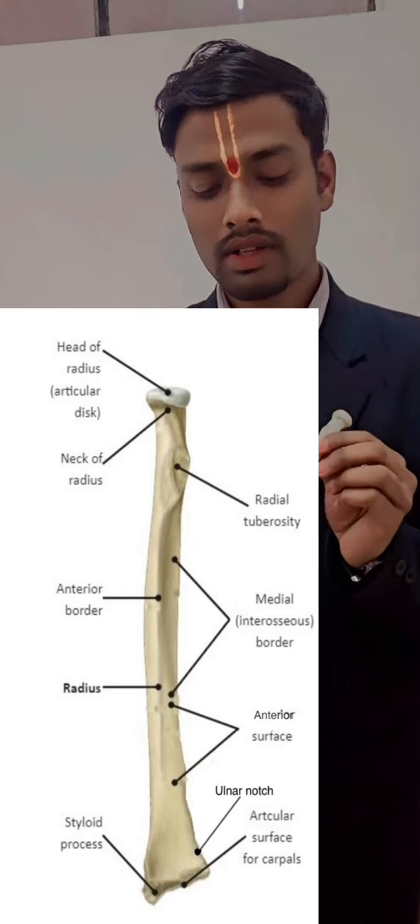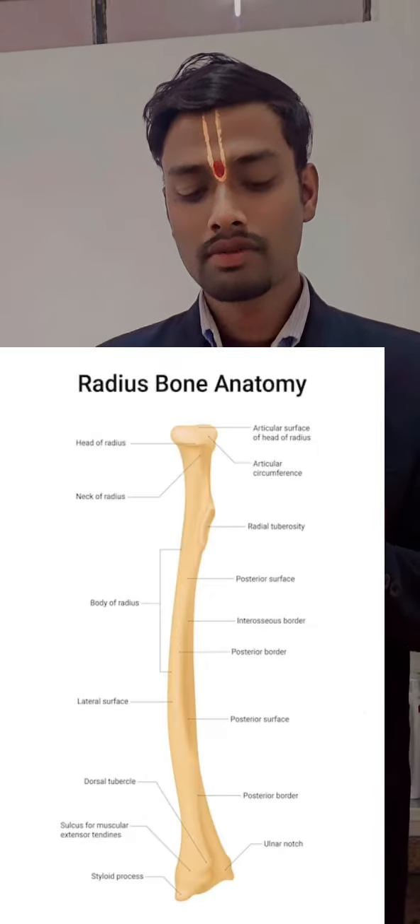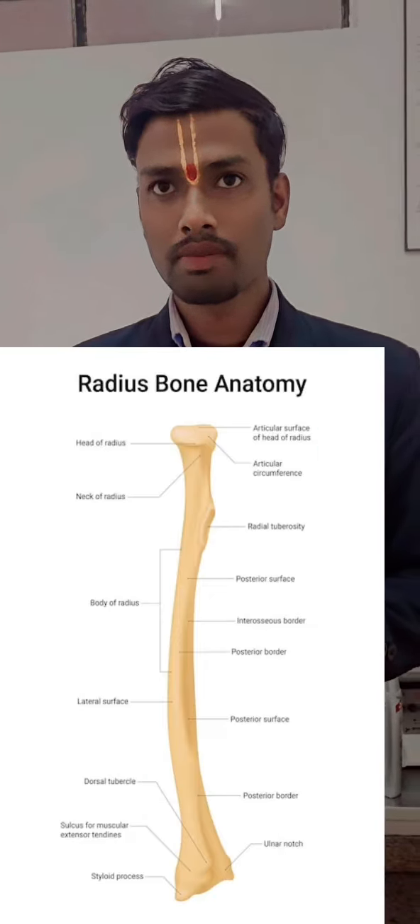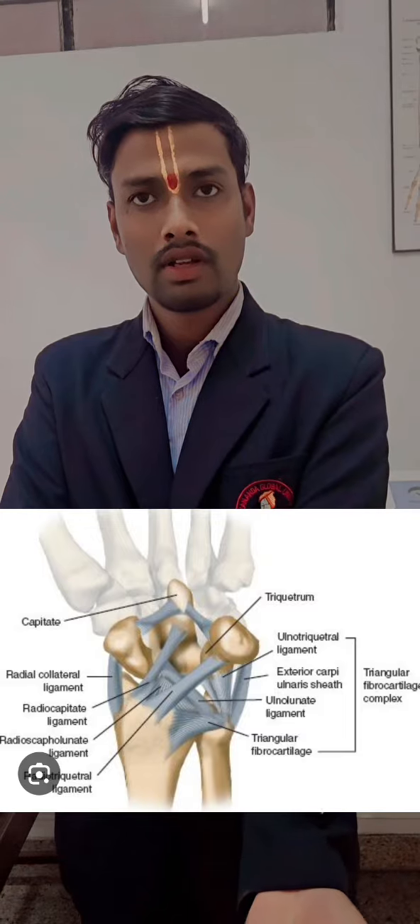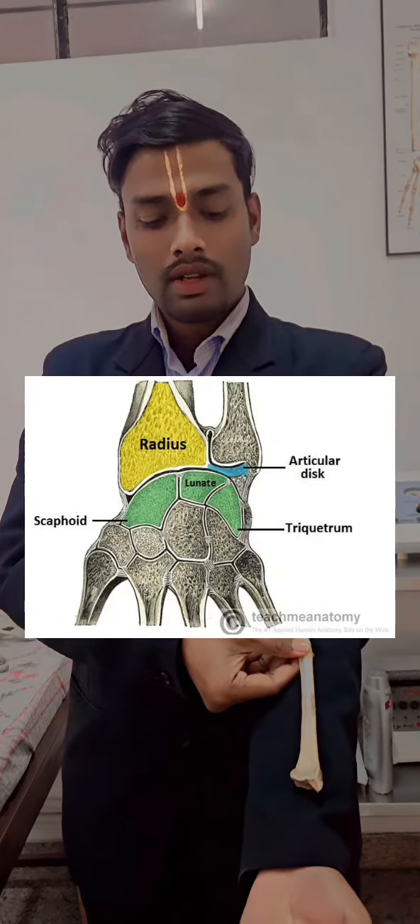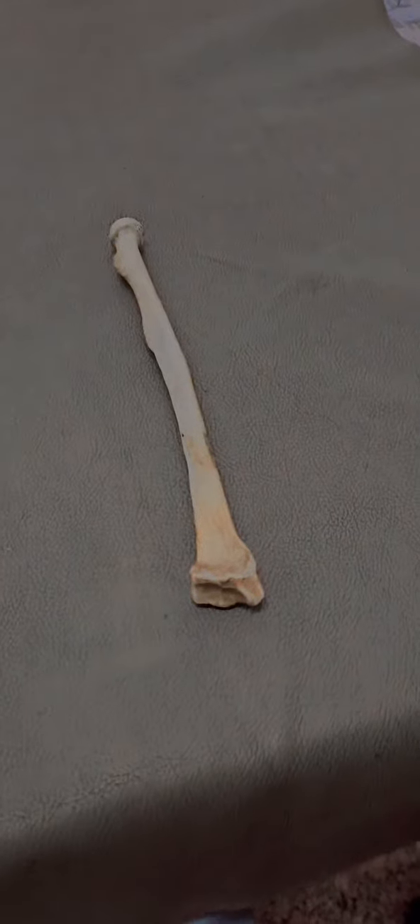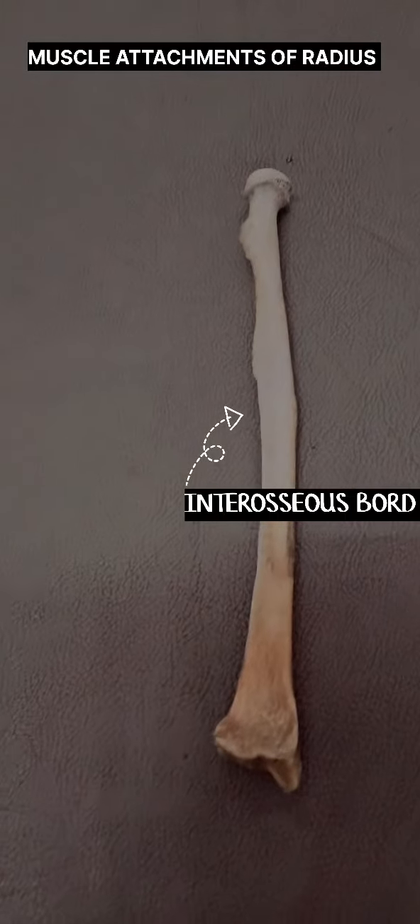Shaft: triangular in cross section. Borders: anterior, posterior, and medial interosseous border. Surfaces: anterior, posterior, and lateral. Distal end: the styloid process, a lateral projection for ligament attachment; the ulnar notch, which articulates with the head of the ulna; and the carpal articular surface, which articulates with the scaphoid and lunate bones of the wrist. Muscle attachment to the radius.